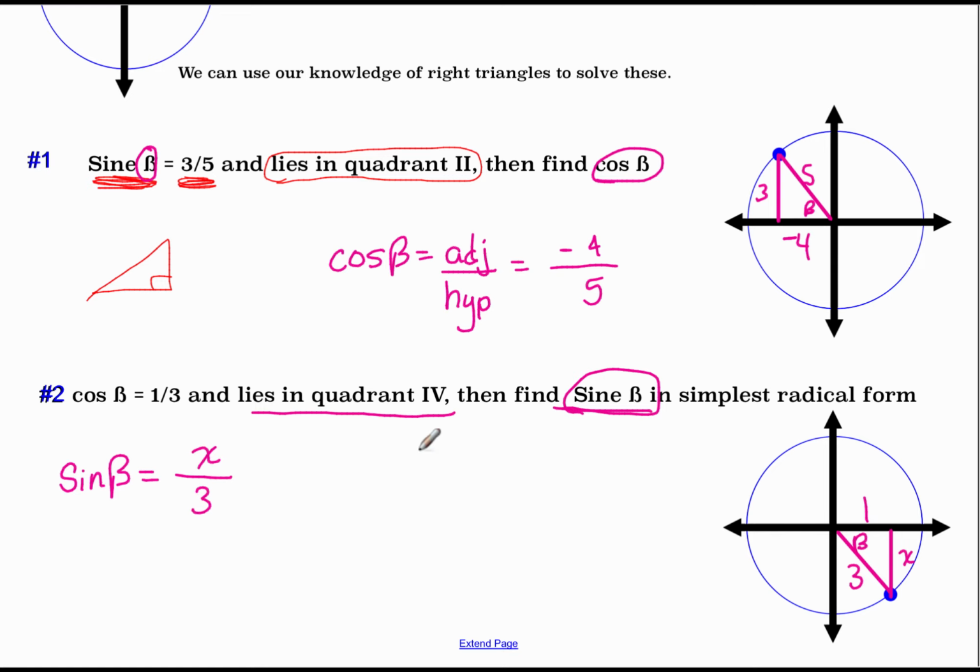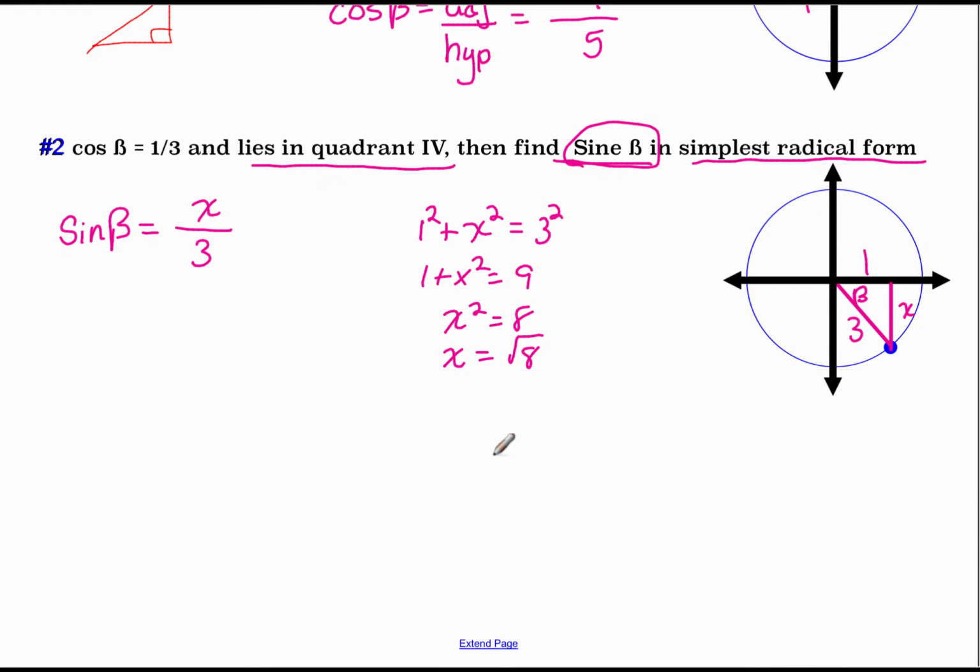Well, I've just got to come back here and do Pythagorean's theorem because it's a right triangle, and that's how we find missing sides of a right triangle. So a squared plus b squared equals c squared. 1 plus x squared equals 9, so x squared equals 8. So x equals the square root of 8, and aha, that's why they said simplest radical form. So I'm going to have to reduce this radical 8 to 2 radical 2.